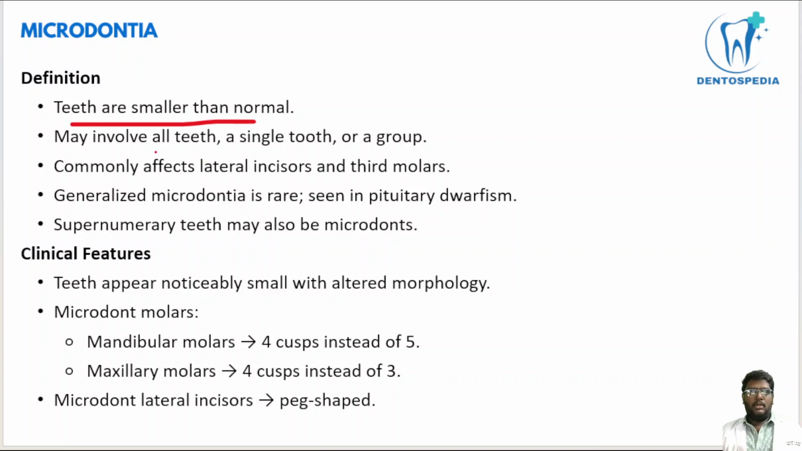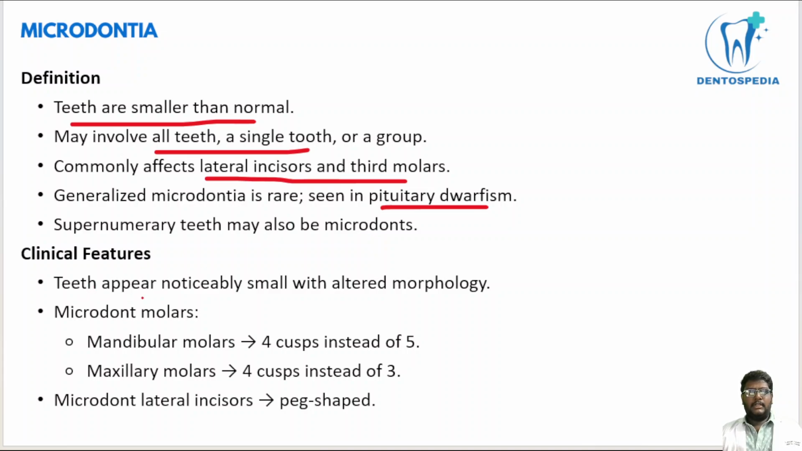Okay. Coming to the microdontia, here the teeth are smaller than the normal. It may involve all teeth, or sometimes it may involve only a few teeth. Okay. Commonly affected are lateral incisors and third molars. And a common situation where this kind of microdontia occurs is pituitary dwarfism. It is an endocrinal disorder. Okay, and sometimes microdontia and supernumerary teeth kind of mimic each other, right?